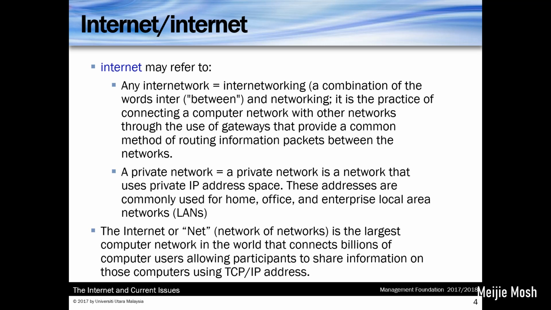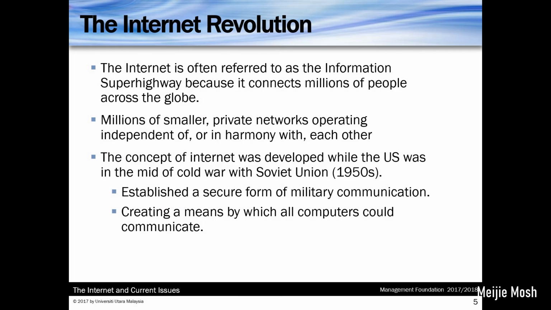So the internet with lowercase i is any set of interconnected internet protocol networks. On the other hand, the Internet with capital letter I refers to the worldwide set of interconnected networks. However, for the use of this class, we will refer to the Internet as a worldwide set of interconnected networks. The Internet is often referred to as the information superhighway because it can connect millions of people across the globe, with millions of smaller or private networks operating independently or in harmony with each other.